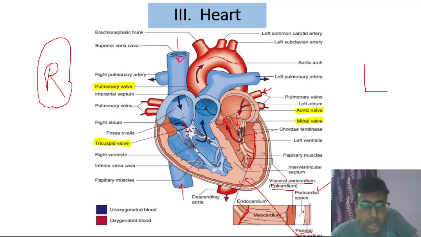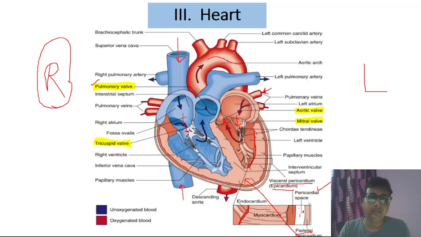So we have 4 valves present in the heart, the ones that are highlighted. The first thing we have to remember is 2 atrioventricular valves. Atrioventricular valve means a valve that is present between the atria and the ventricle.